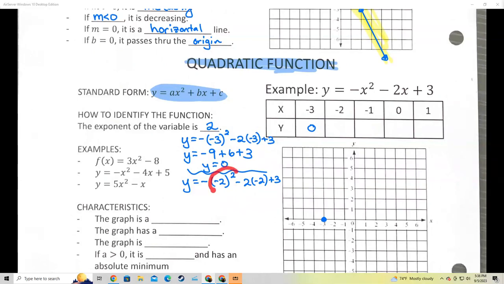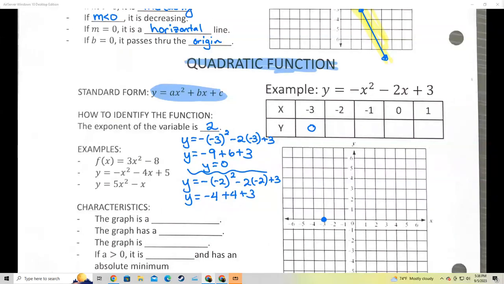So I'm going to go ahead and do -2 squared. That means -2 times -2. This ends up being a +4. But because that's +4, when I put a negative in front of it, that becomes a -4. So I get y equals -4. -2 times -2, that gives me a +4 plus 3.